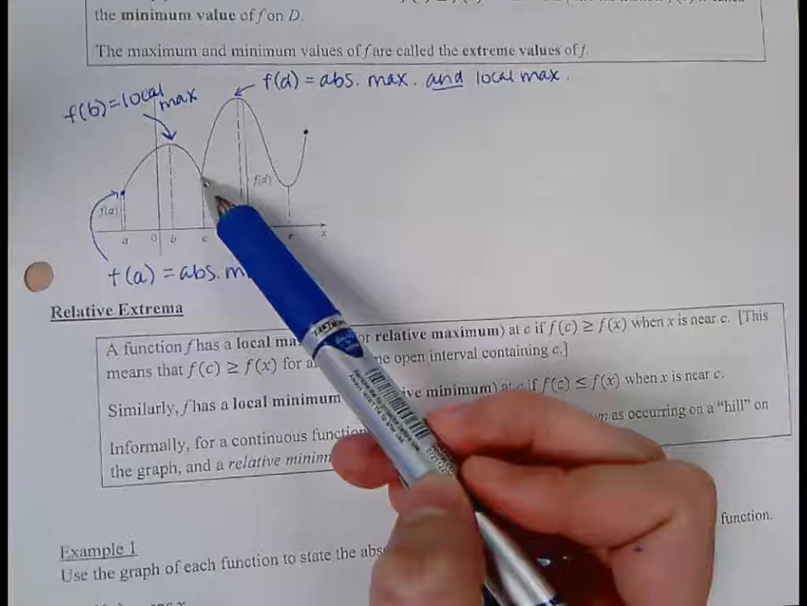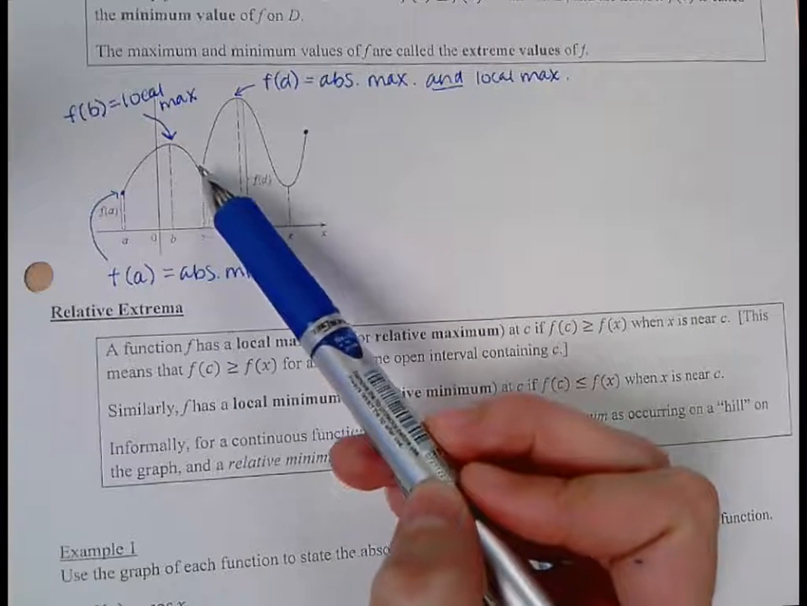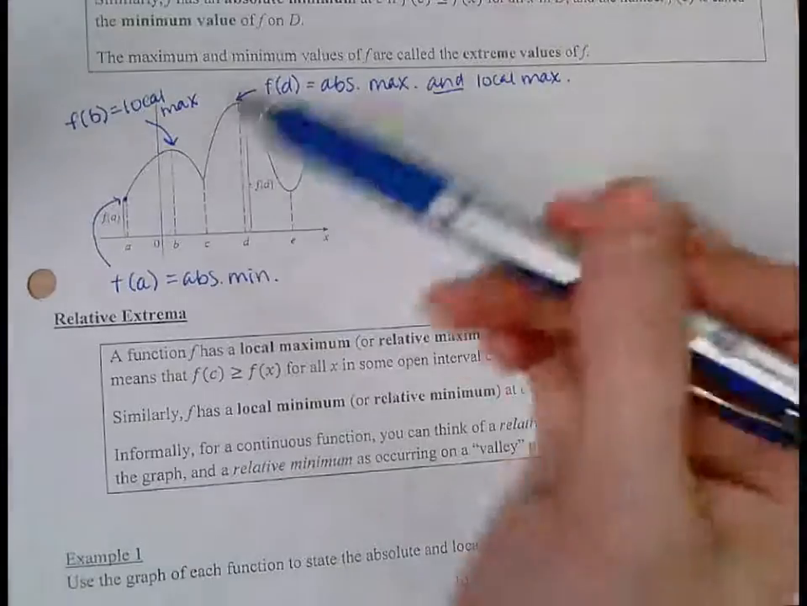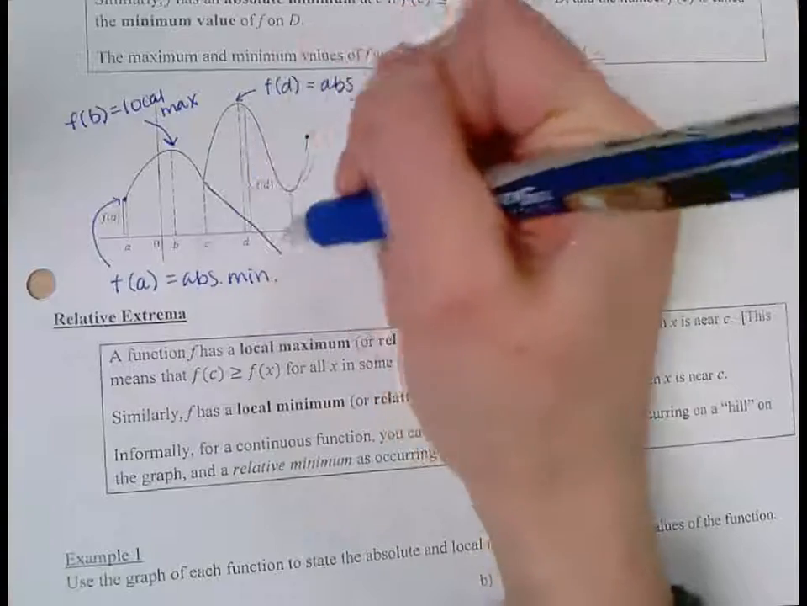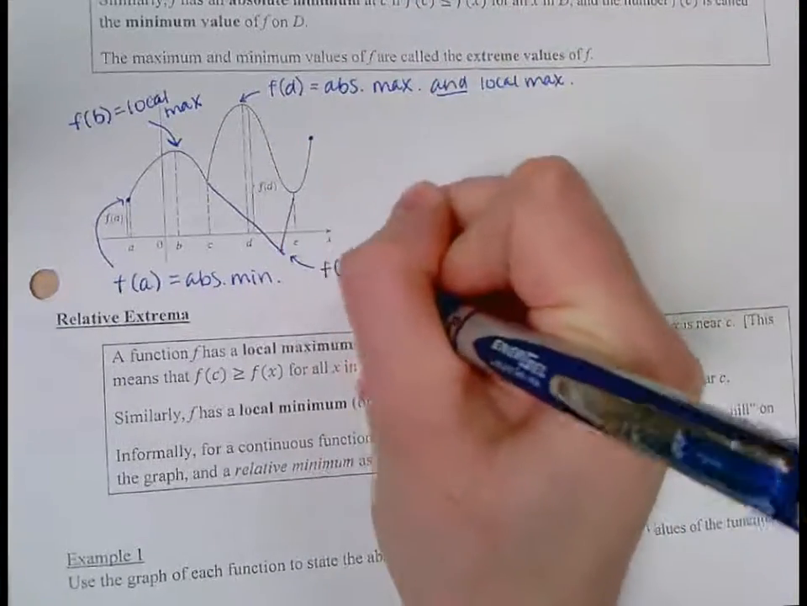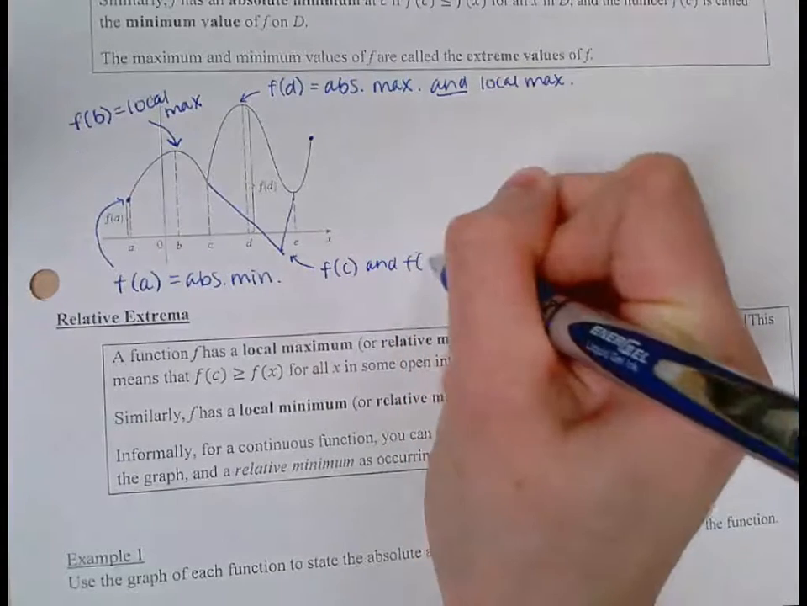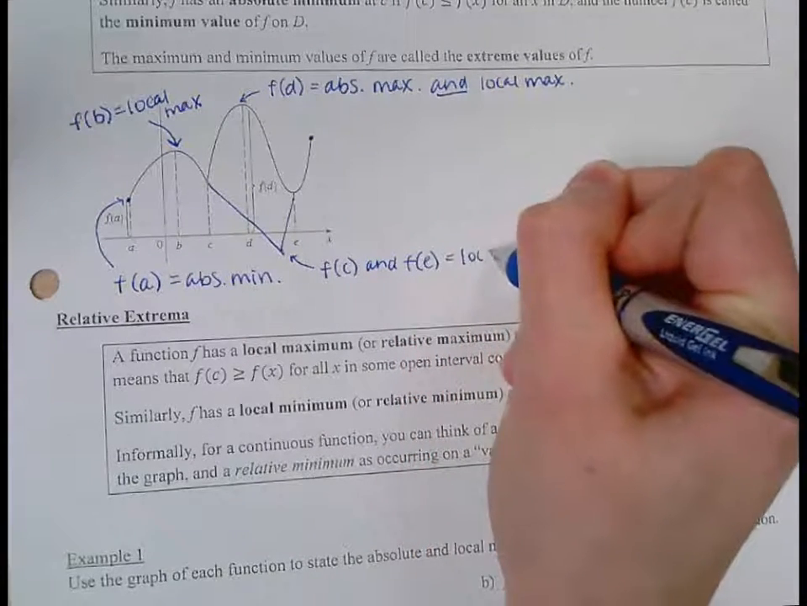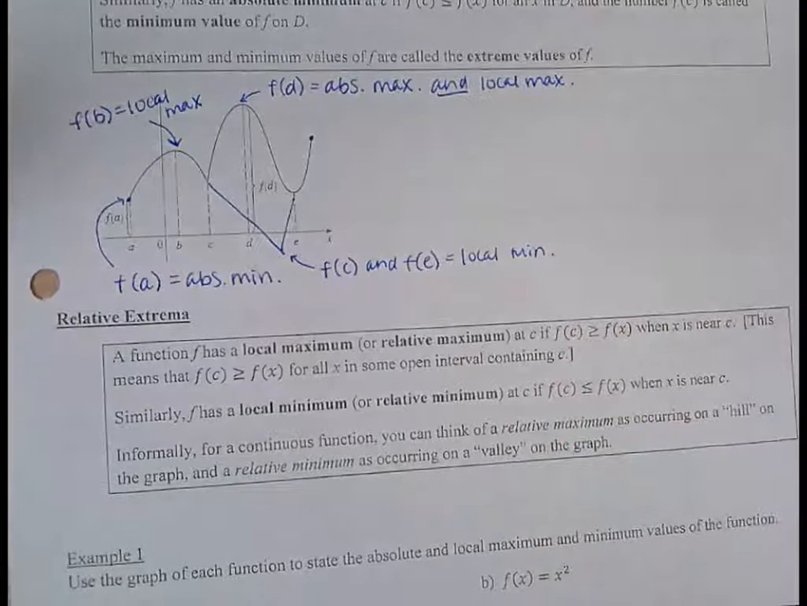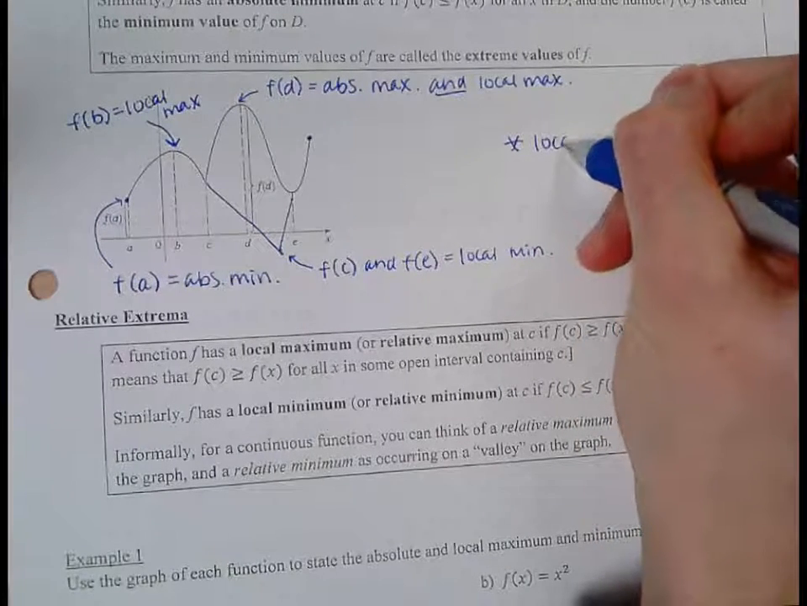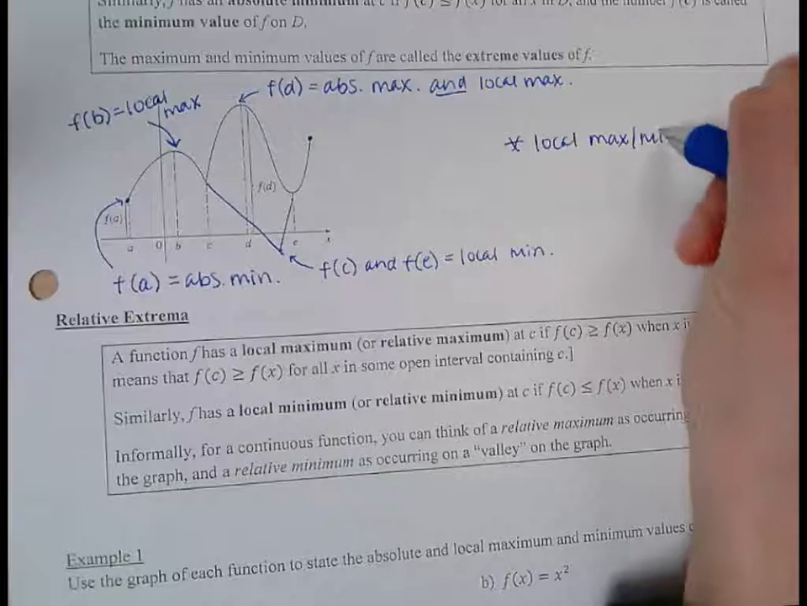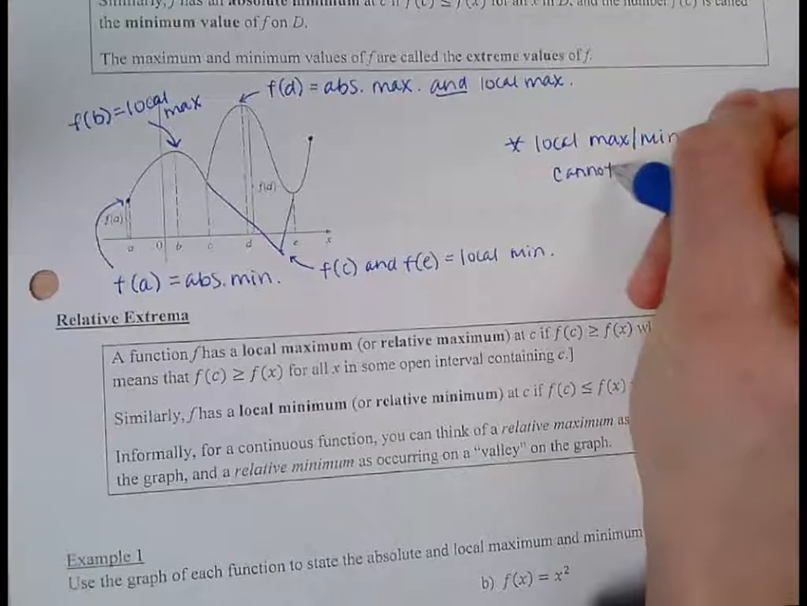But at C, that is also considered a local minimum, because if you restrict your interval at C, that would be the lowest point, even though it's not an actual valley. So I'm just going to do this here. So f of C and f of E would be local minimums. So then f of A is the absolute minimum, but it's not a local minimum, because, if you want to make this note here, a local max or min cannot occur at an endpoint.